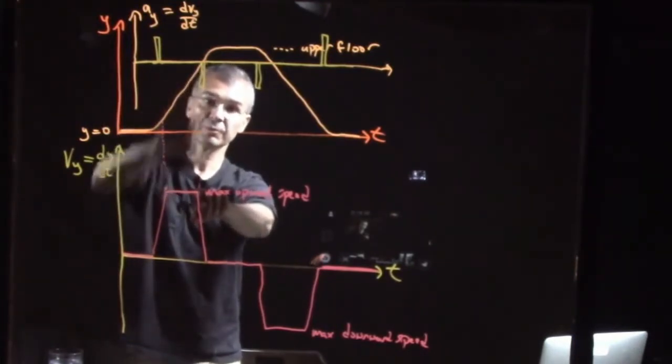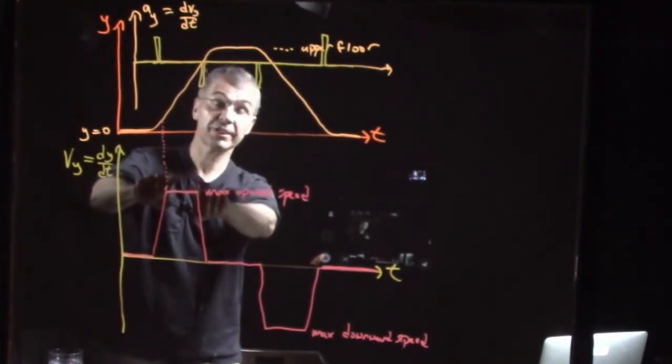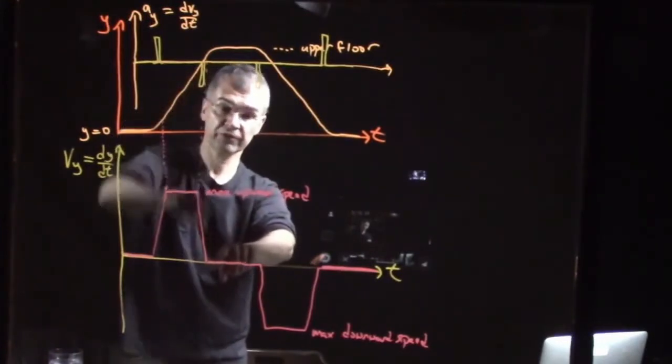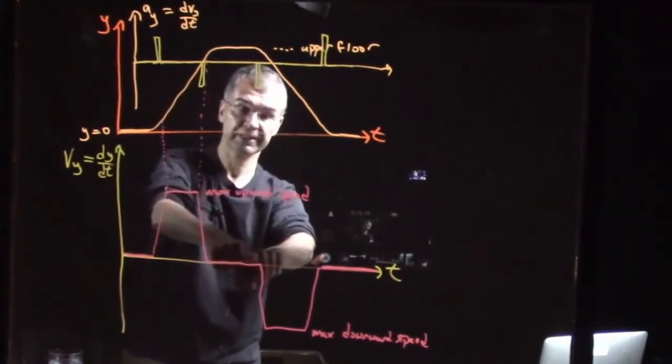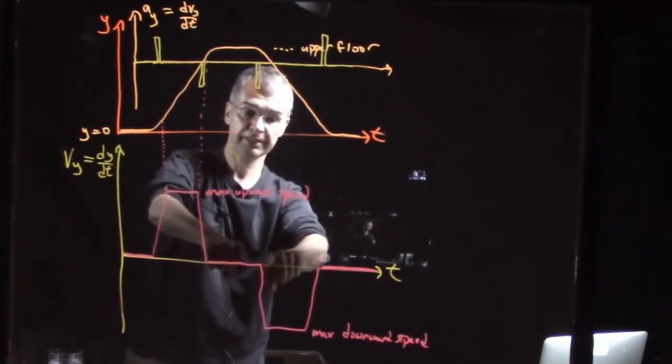Then as we approach the upper floor, we have to go from moving upward to not moving, so that's a negative change in velocity. That's a negative acceleration. So that's this little downward blip here. And then the elevator stays at 0 velocity while people get in and out on the upper floor. And now we want to move back down toward the lower floor, so we have negative velocity.